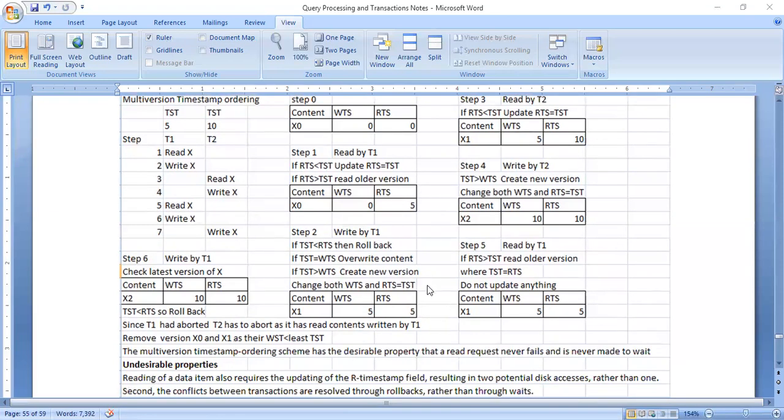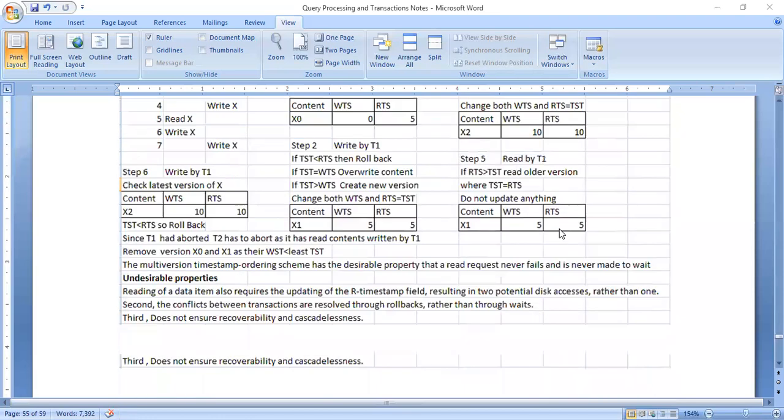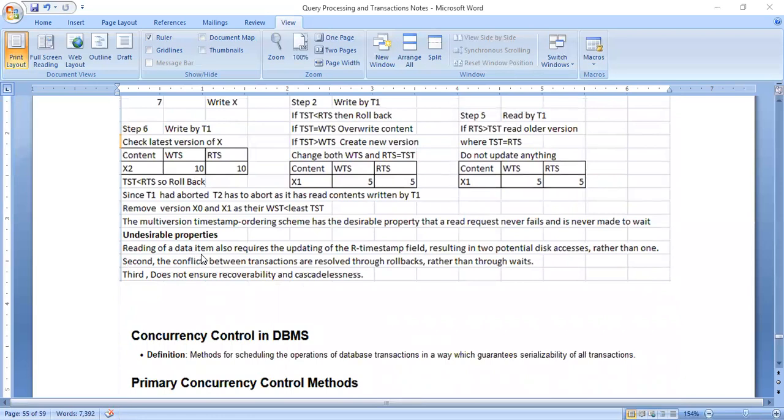First, as you have seen, whenever we have a read instruction, we are updating the timestamp. Here is also a read instruction, and we have once again updated the read timestamp. So whenever we have a read, the updating of our timestamp is always required, and so this update requires 2 disk accesses rather than 1.